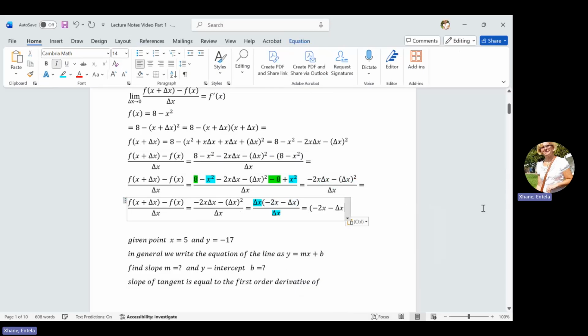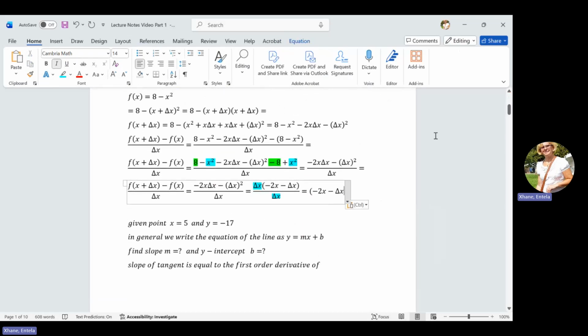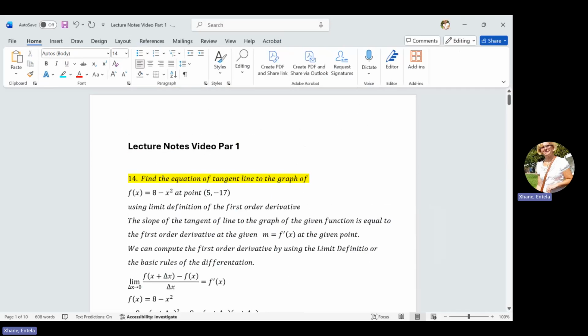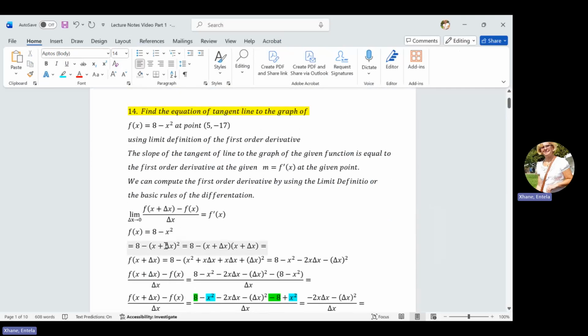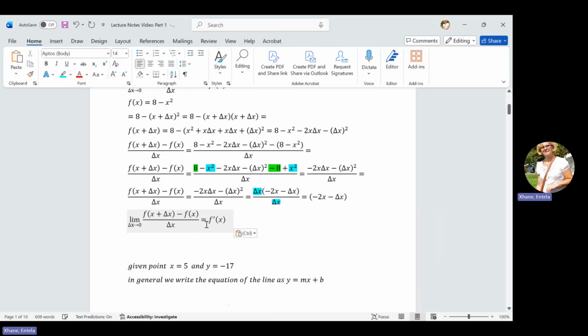So that's going to be the ratio of f of x plus delta x minus f of x over delta x. Now what we do with this ratio is very simple. I'm going to take the limit. Remember, the limit of this ratio as delta x goes to 0 represents the first order derivative. So I have to take the limit, not a ratio.